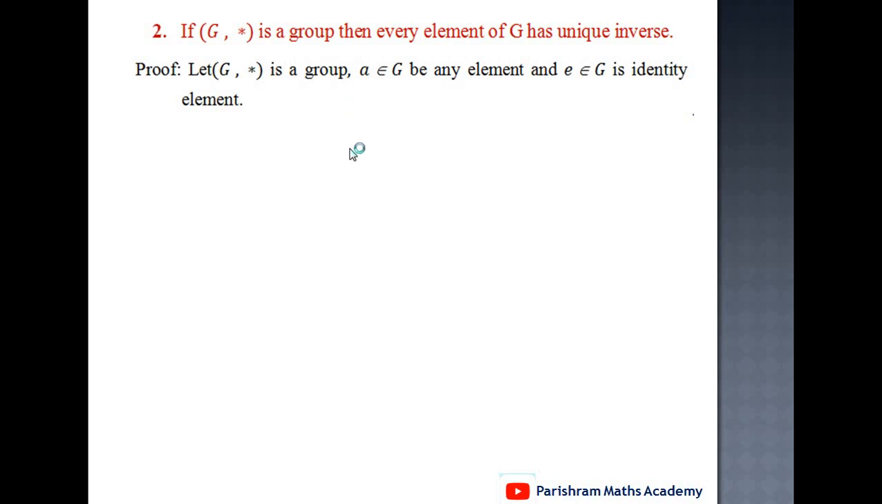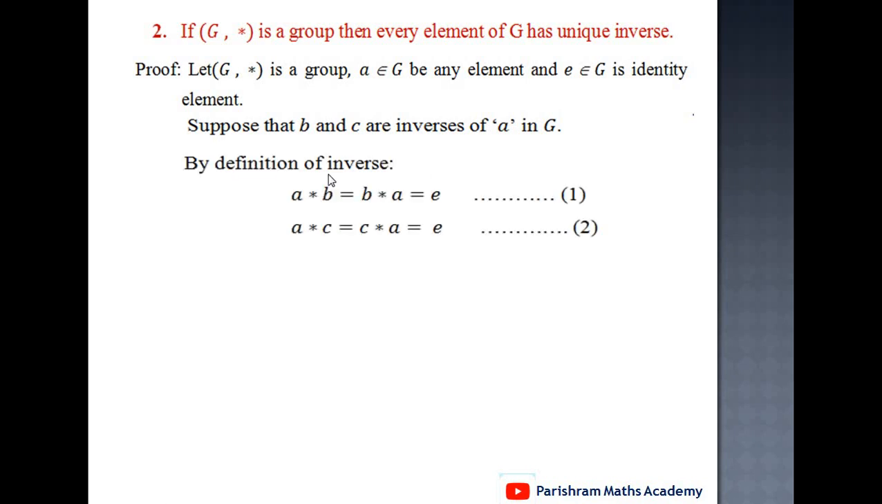Here we have to prove the inverse of element A is unique. Suppose that B and C are inverses of A in G. Suppose A has two inverses, B and C. Therefore, by definition, B is the inverse of A. It means A star B equals B star A equals the identity element.